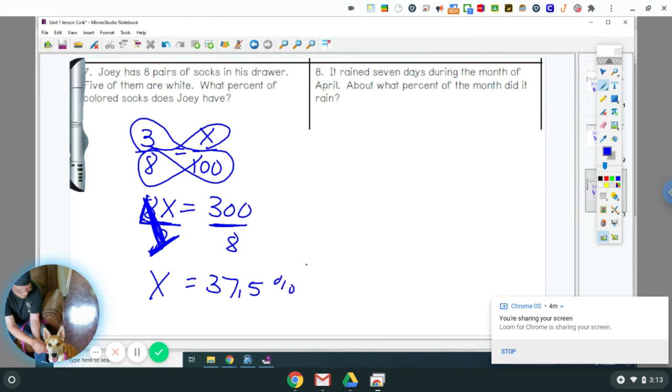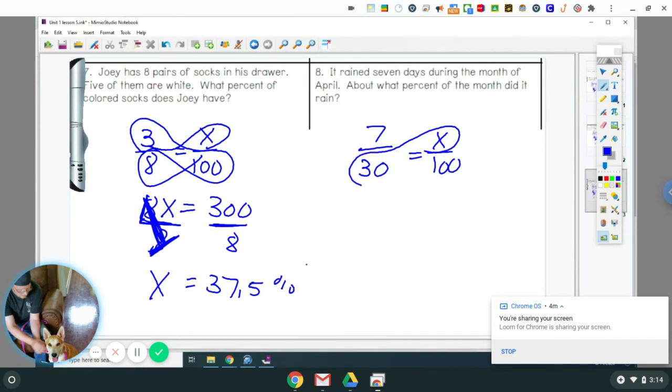Okay, number 8. It rained 7 days during the month of April. What percent of the month did it rain? Okay, well, so 7 days is equal to x over 100. And we've got to remember, how many days does April have? And so April should have 30 days.